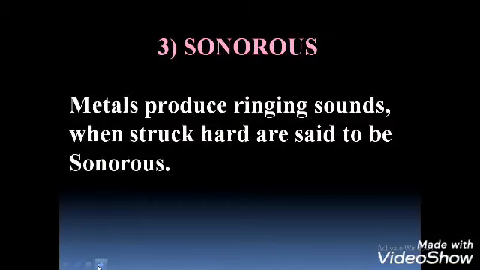So this is one of the physical properties of metals, known as what? Another property is sonorous. Metals that produce ringing sounds when struck hard are said to be sonorous. This is another physical property of metals. So we discussed three properties. First one, malleability. Second one, ductility. Third one, sonorous. Understand?